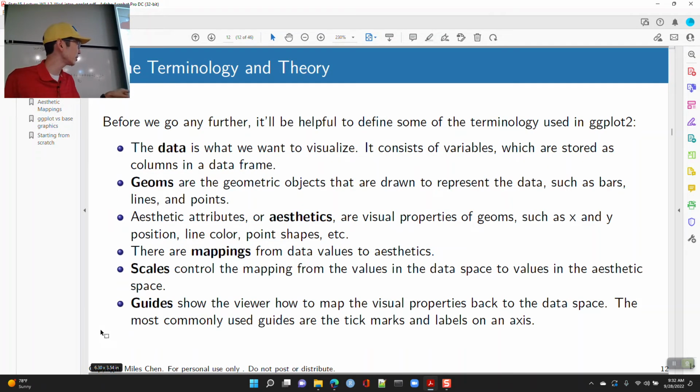The guides allow you to go from the visual properties back to the data space. And your most common guides will be things like your tick marks, your axis labels, and your legends.